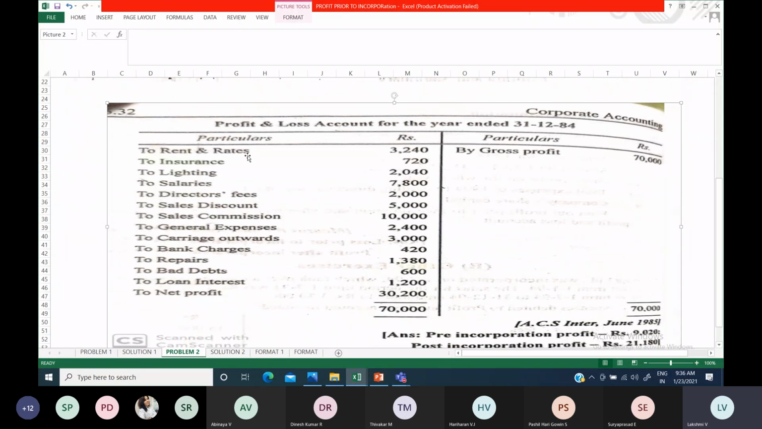So you have to be very careful and find out which expenses are to be done based upon time ratio and sales ratio. Accordingly, we have to do. Okay, so this is the profit and loss account for the pre and post incorporation period sum.